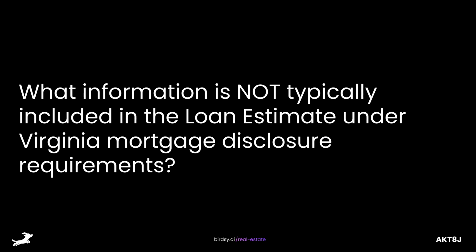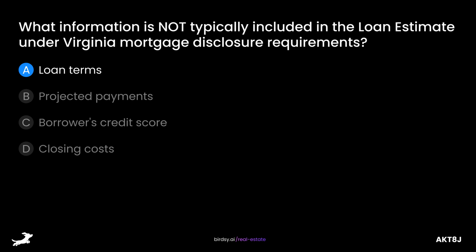What information is not typically included in the loan estimate under Virginia mortgage disclosure requirements? Is it A, loan terms, B, projected payments, C, borrower's credit score, or D, closing costs? The answer is C, borrower's credit score.